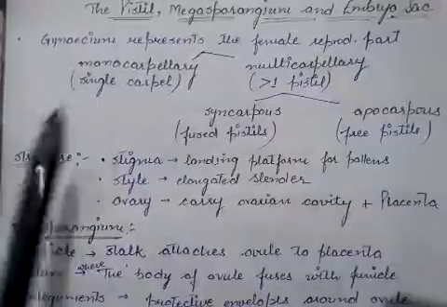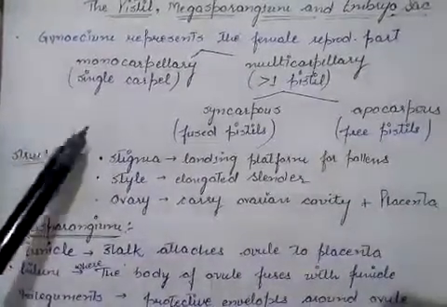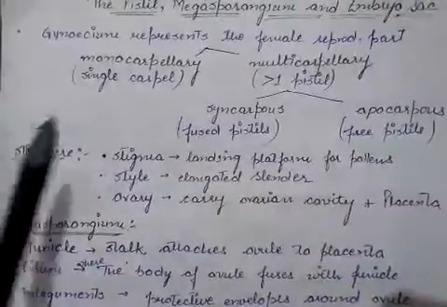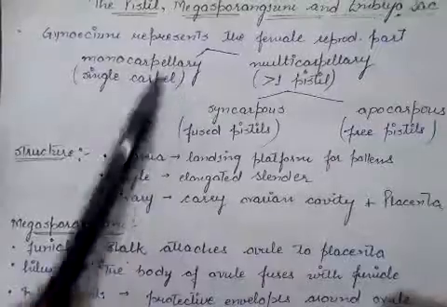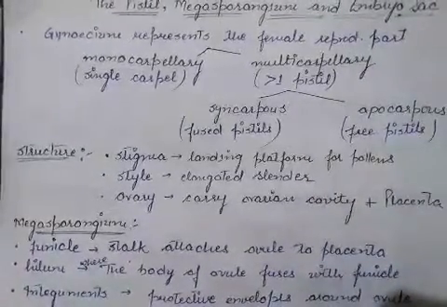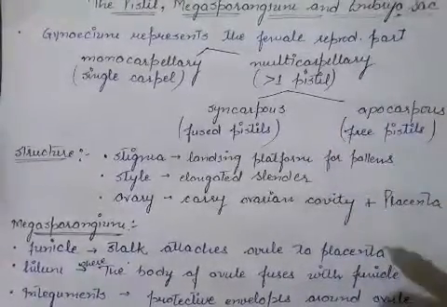It comprises of two parts. It is of two types mainly. It may carry only one carpel, so the gynoecium is said to be the monocarpellary type, or if it carries more than one pistil, the gynoecium is said to be multicarpellary type of pistil.